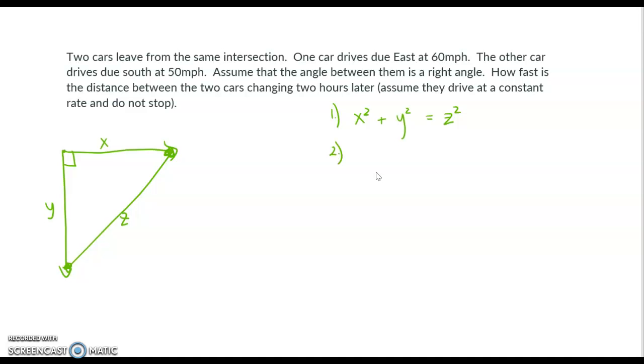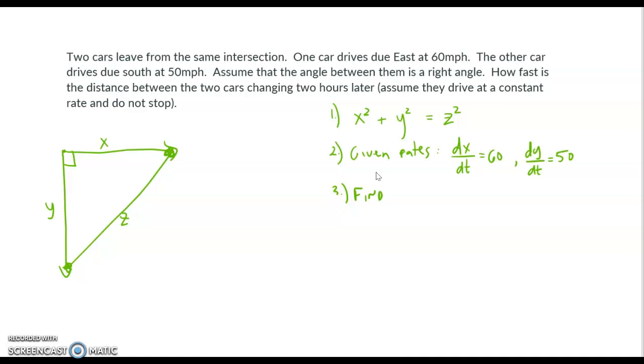And step 2, I like to state what the given rate is. And I like to translate that to a derivative. In this case, there's actually two given rates. This car that's going due east, car X, the rate at which it's changing would be the derivative of X with respect to time. And that guy's going 60. And then we have the guy that's going south, dy dt, the rate at which y is changing, and that would be 50.